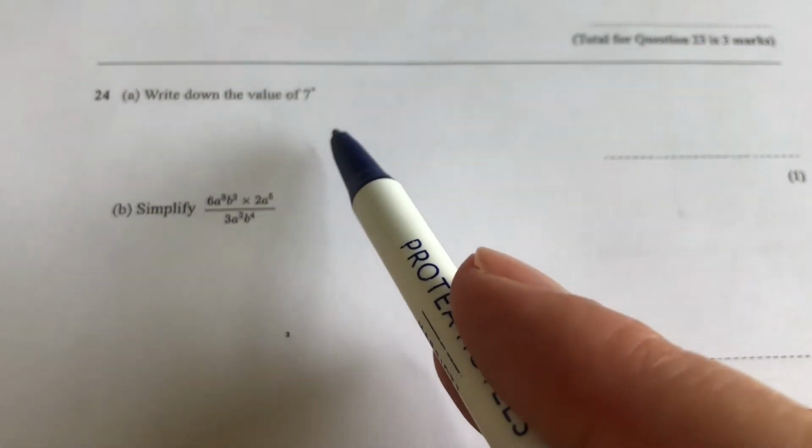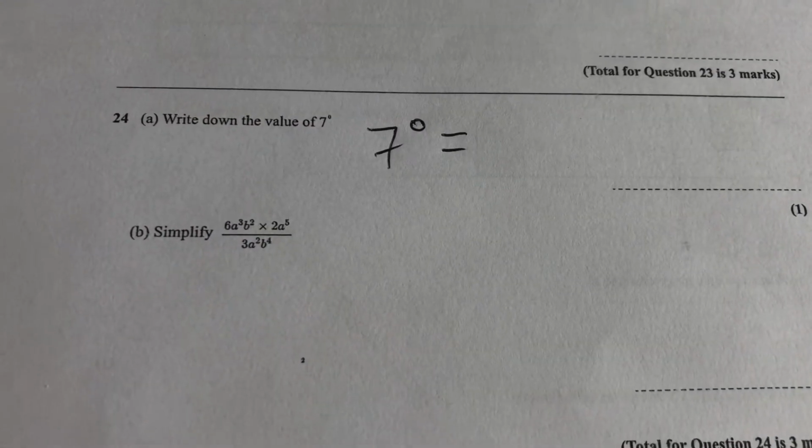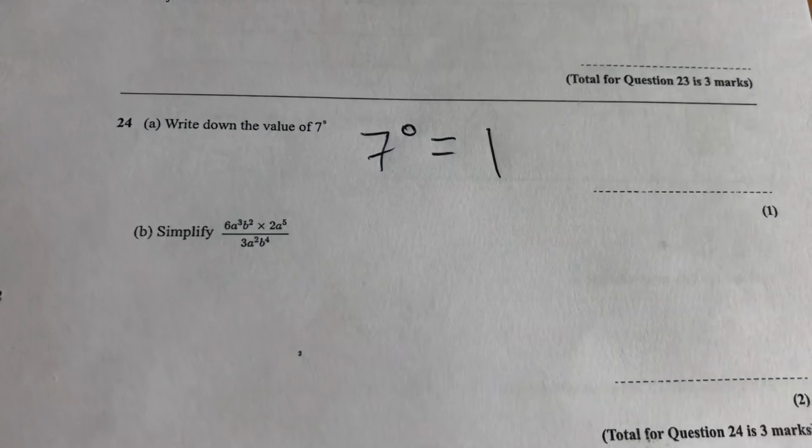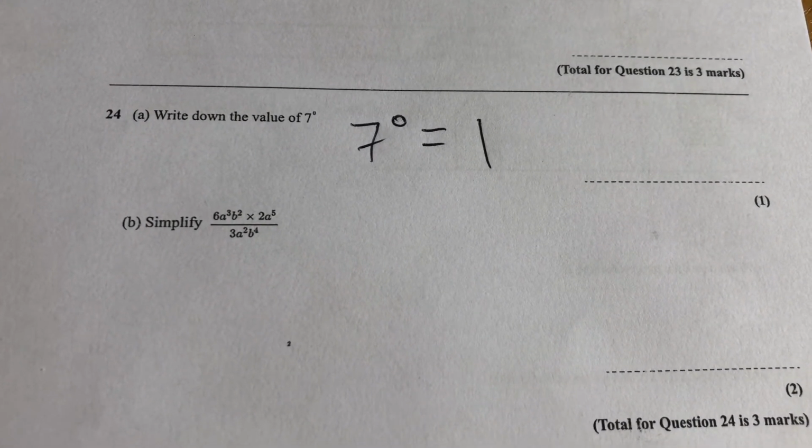Because these type of questions, sometimes they come up very early on in the paper. Write down the value of 7 to the 0. Well, anything to the 0 is 1. And that's worth getting for 1 mark, which you can do in a matter of seconds.